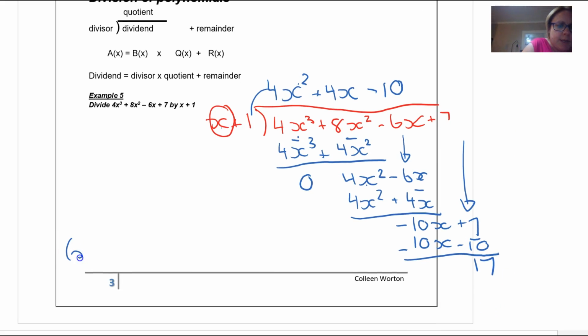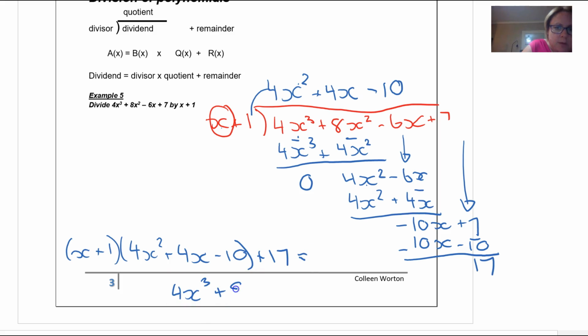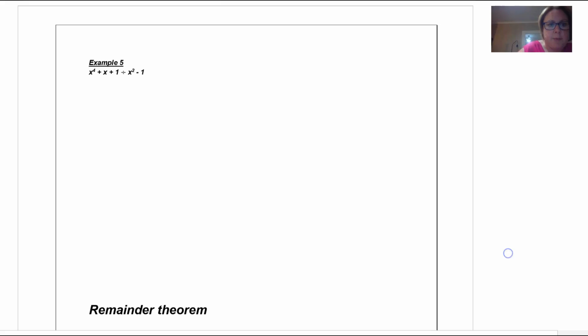And I subtract them and I'm left with a remainder of 17. So in other words, x plus 1 times 4x squared plus 4x minus 10, plus 17, equals what I started with: 4x cubed plus 8x squared minus 6x plus 7.